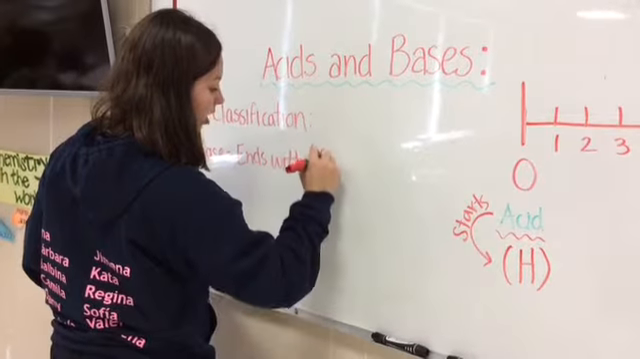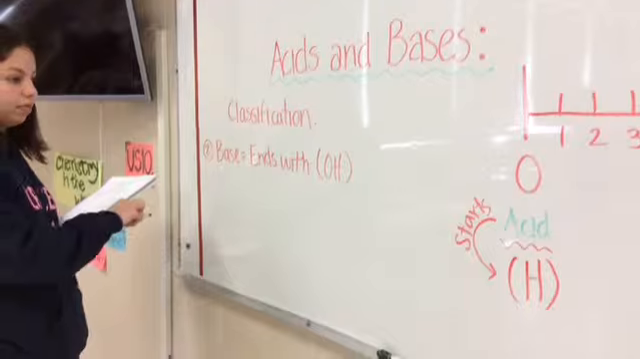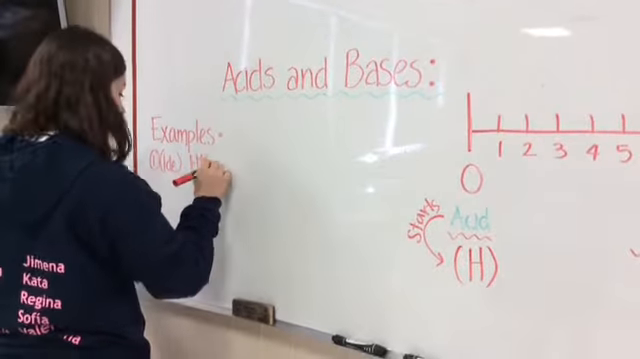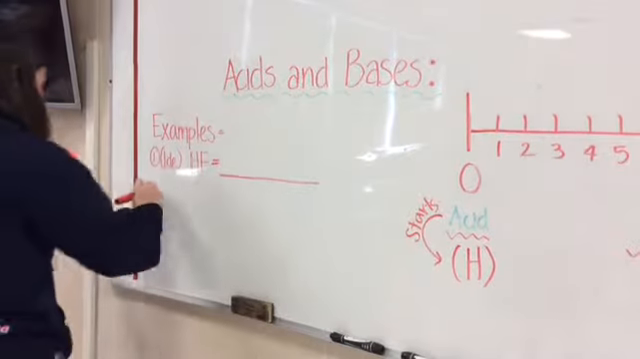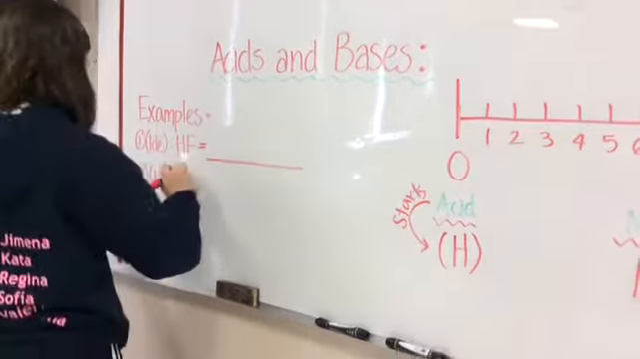Now we're going to show you how to classify bases. Bases always end with OH, that means hydroxide. Now we're going to show you some examples for you to better understand the concepts of the classification of acids and bases.